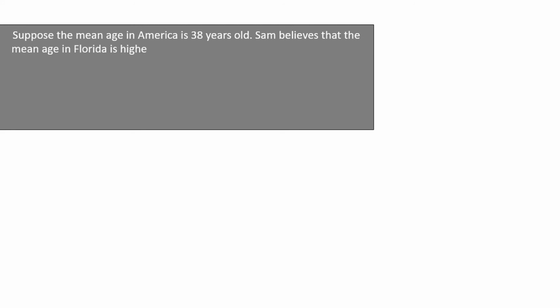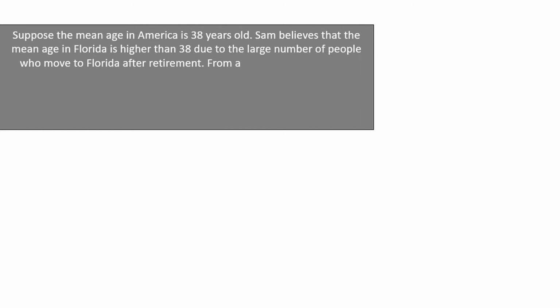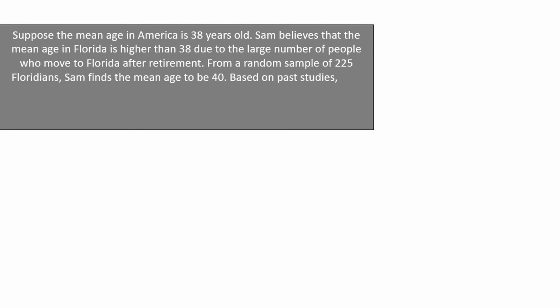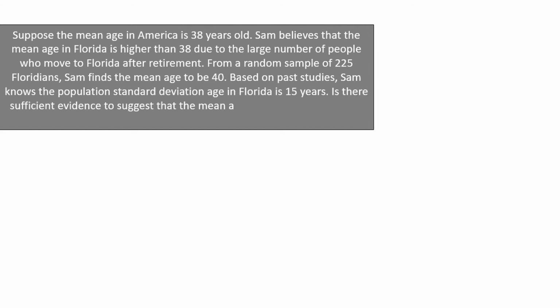Suppose the mean age in America is 38 years old. Sam believes that the mean age in Florida is higher than 38 due to the large number of people who moved to Florida after retirement. From a random sample of 225 Floridians, Sam finds the mean age to be 40. Based on past studies, Sam knows the population standard deviation age in Florida is 15 years. Is there sufficient evidence to suggest that the mean age in Florida is higher than the American average of 38? Use a 0.05 level of significance.